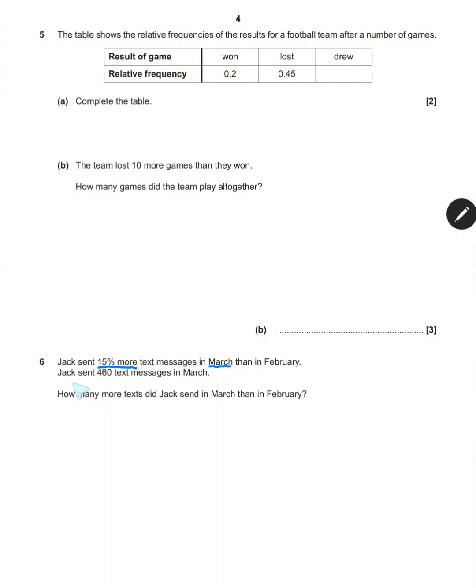Question 6, we've got some information about text messages, and it says Jack sent 15% more messages in March than in February, and in March he sent 460 text messages. So what we've got to think of is two separate things here. We've got February is 100%. And that's what we're trying to find out. What was the text message he sent in February? In March, he sent 15% more text messages, and that took him up to 460. Now, if he sent 15% more messages, he sent 115%.